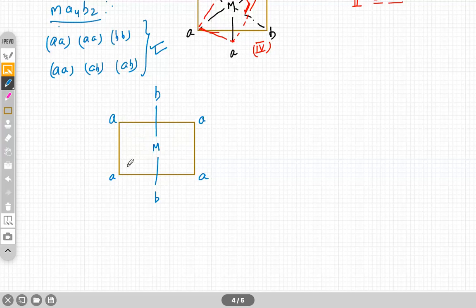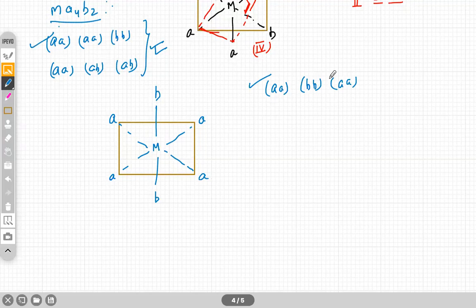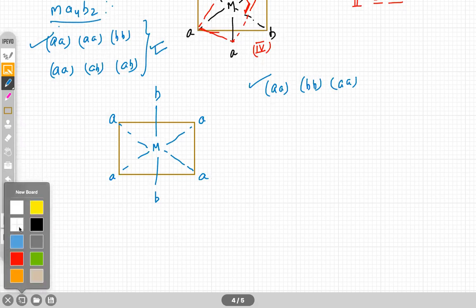This is, yes, one of the structures. And this one, if you write like this, AA, BB, AA, this one and this one are the same thing, right? All of you understood? So this saves you time in the exam. So you must take care of this, how to draw the structure.